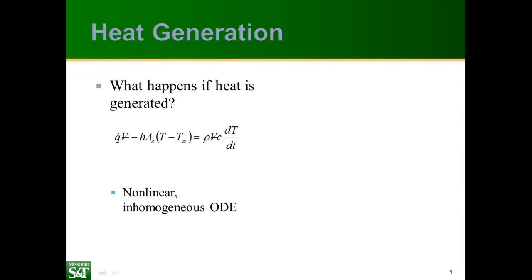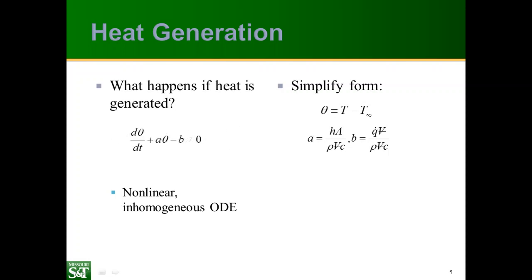So we have some difficulties here. Now we're going to simplify it a little. We're going to again define the excess temperature as theta equals T minus T infinity, and we're going to define these two parameters, A and B. A is hA over rho V c, which we've already seen, and B is q dot V over rho V c, which scales the energy generation to the energy storage. And this is going to change our equation a little bit, and it's going to give us d theta dt plus A theta minus B is equal to 0.